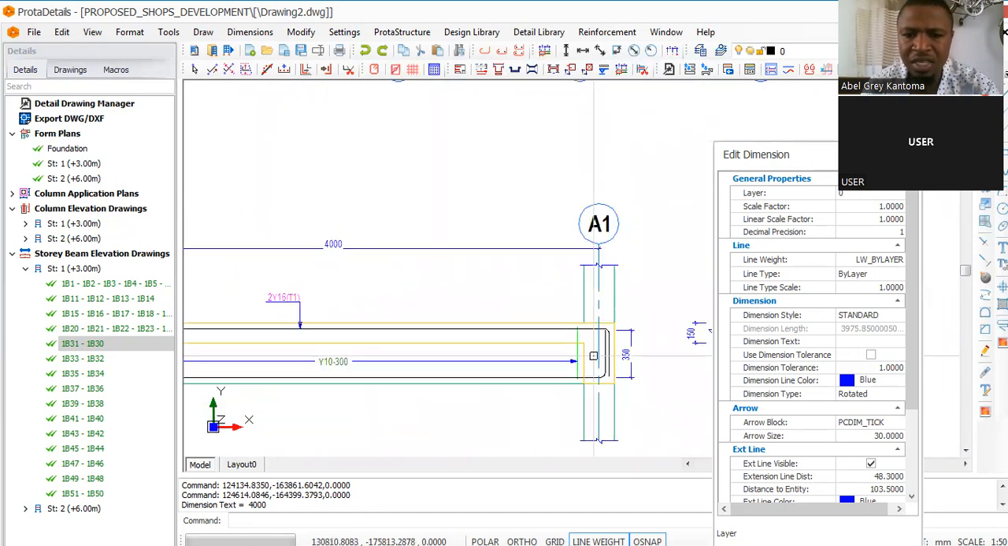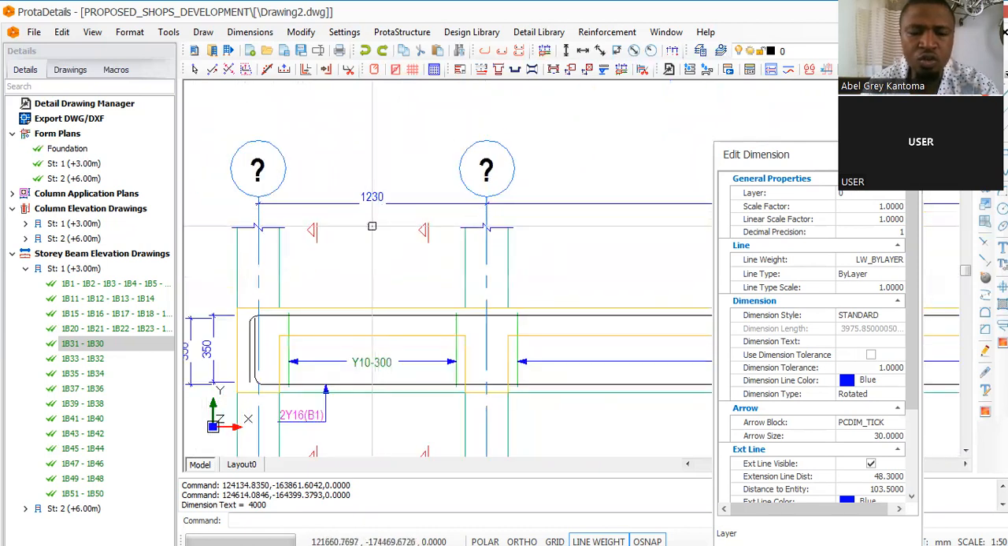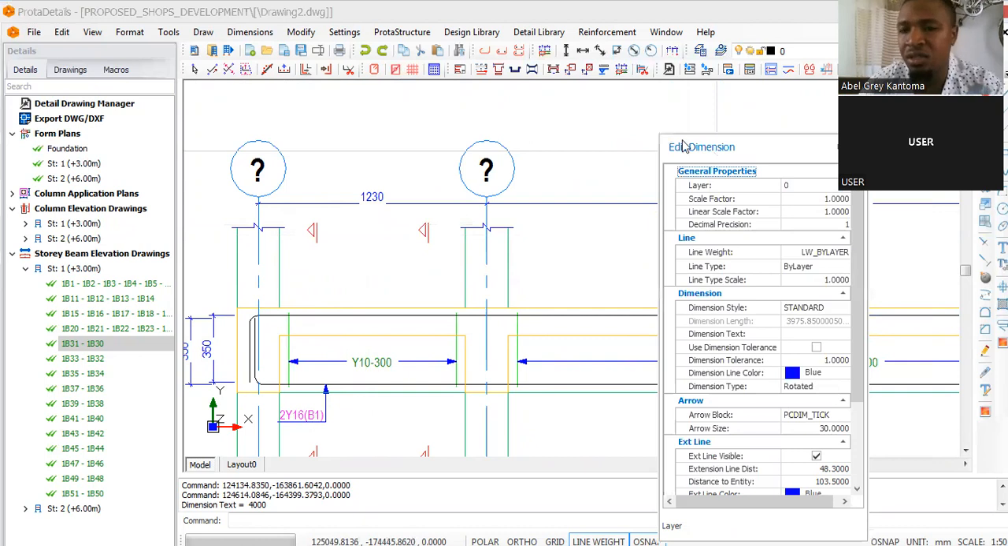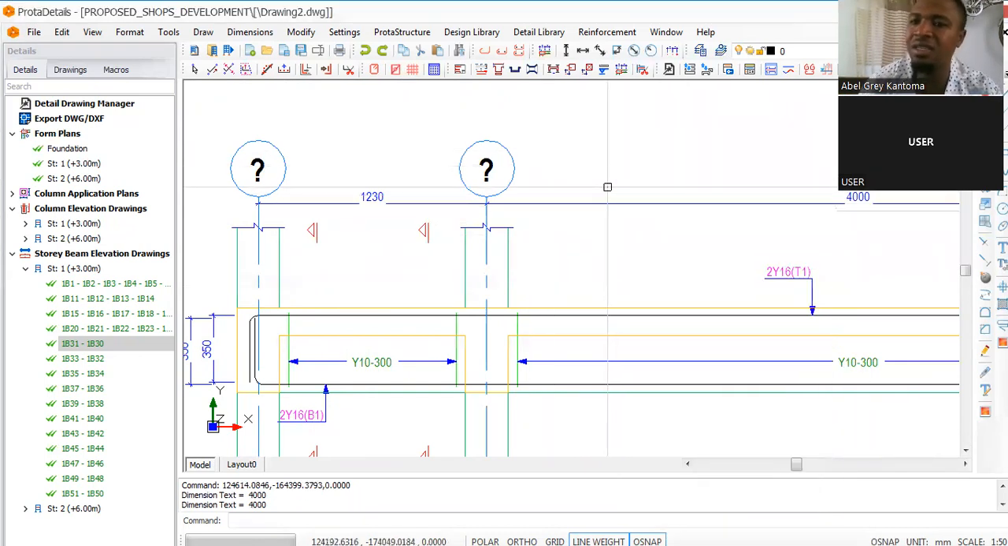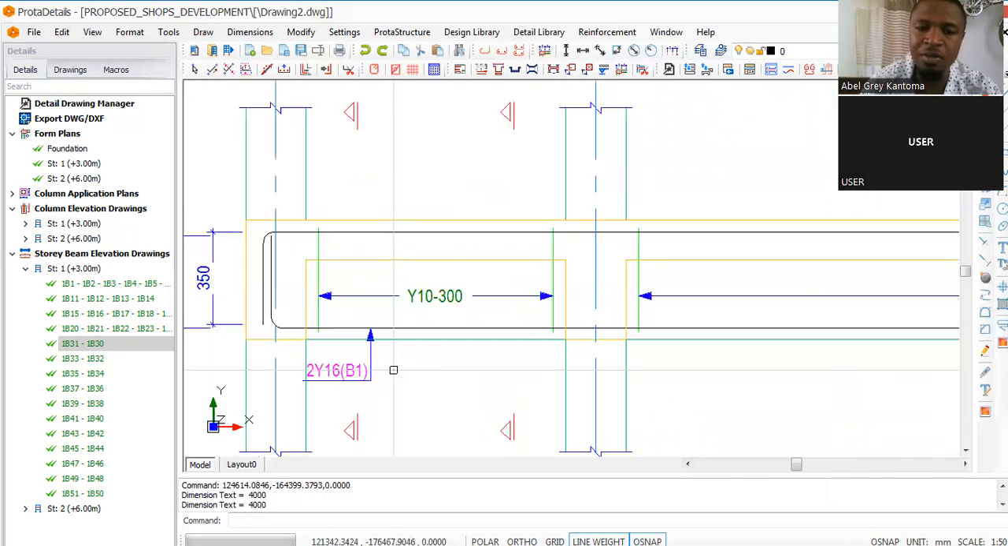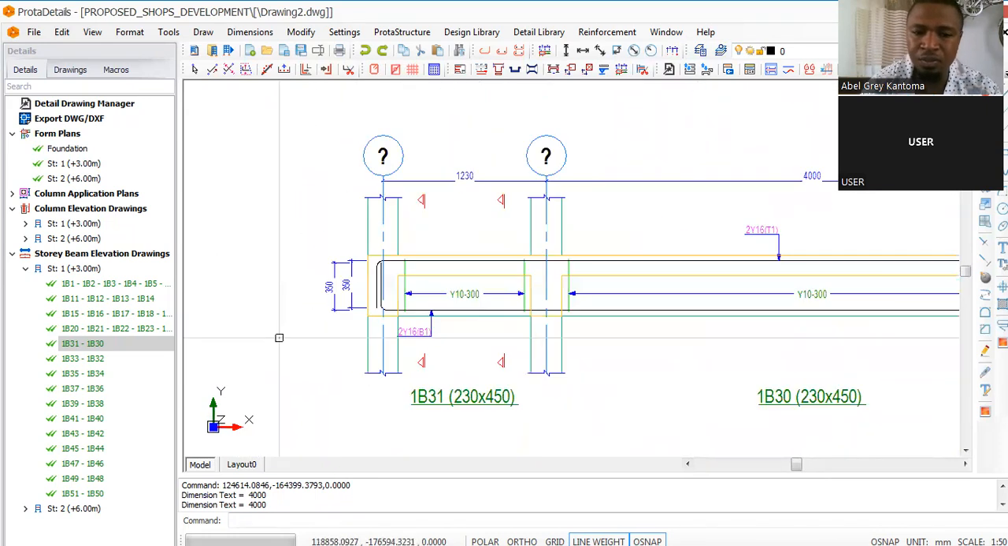The span from here to here is 4,000. The span from here to here is 1,230. Okay. Explaining the reinforcement is actually deep also, which we are going to get into. So I'm going to be explaining that as we progress in our structural detailing class. Right now, explaining beam detailing is a bit deep and a bit wide.